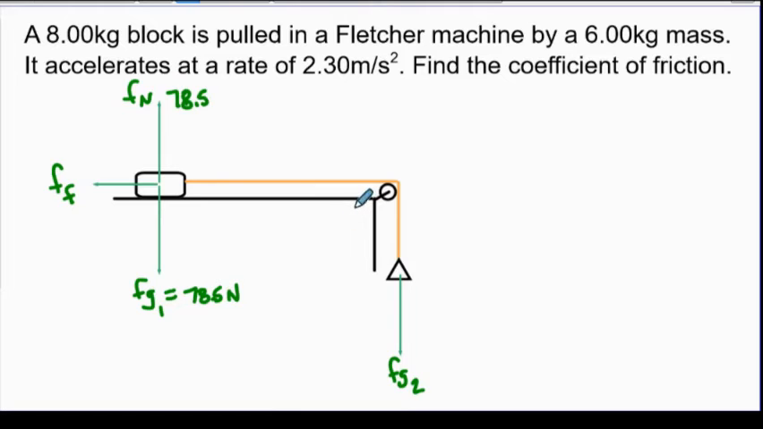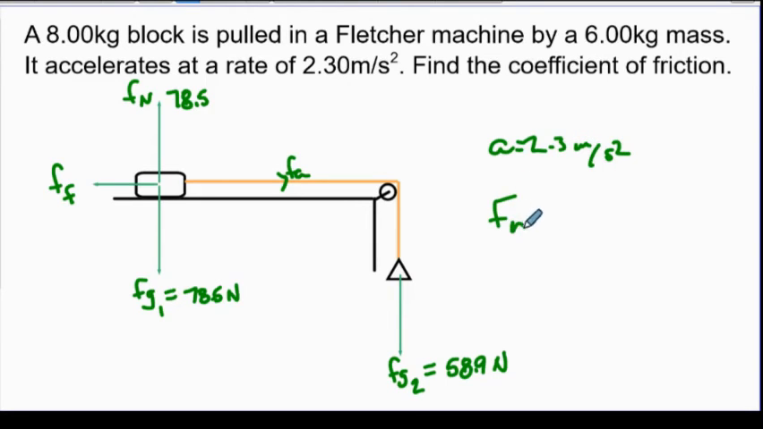Then I see it's being pulled by a 6 kilogram mass. That's my second force of gravity, this one over here, and it's going to give me an answer of 58.9 newtons. That is essentially my FA. We weren't given the coefficient of friction or the force of friction, so we can't figure that out. But what we do see is that we have an acceleration of 2.3 meters per second squared.